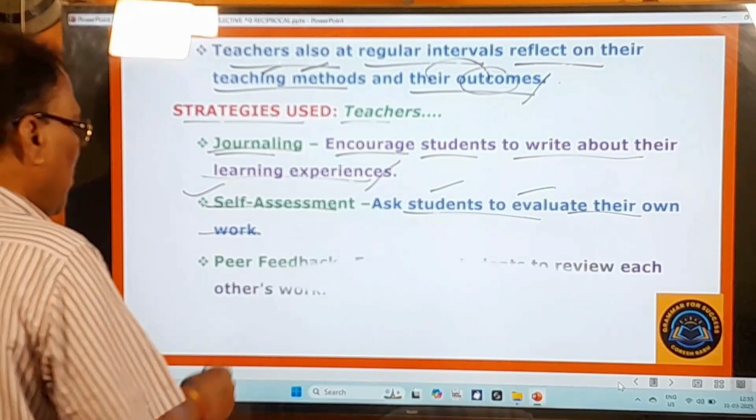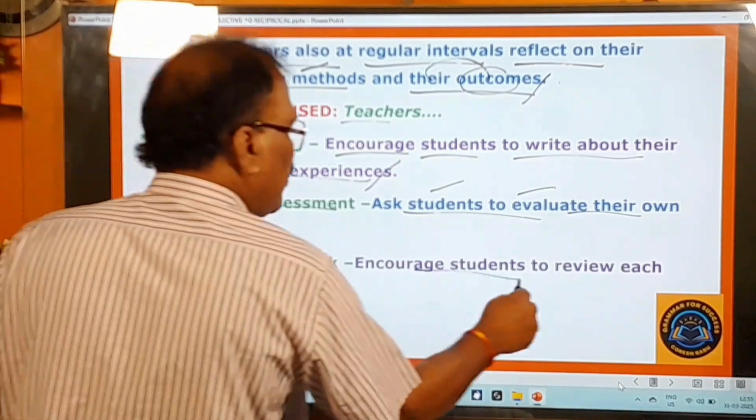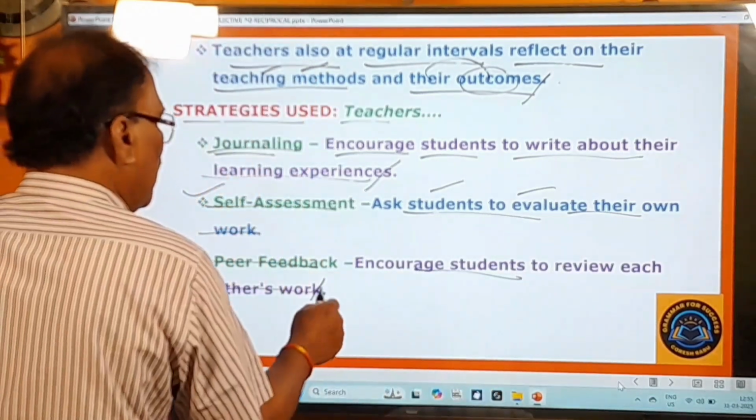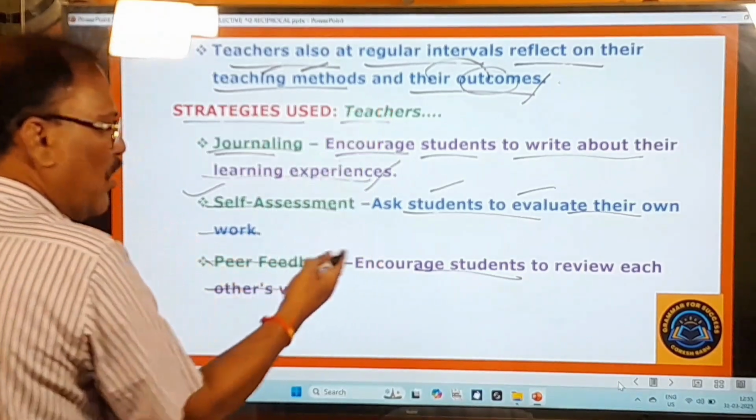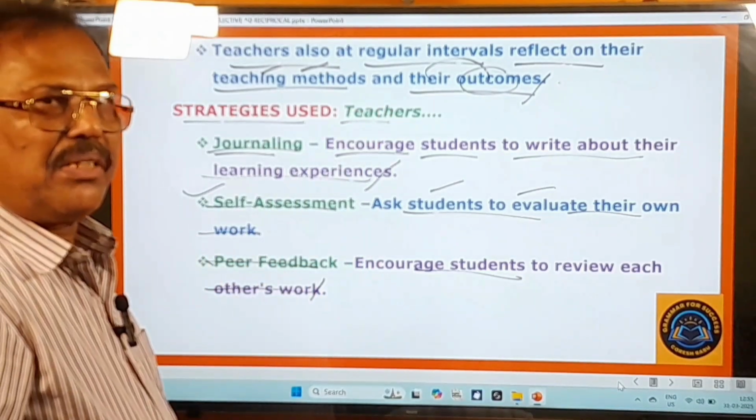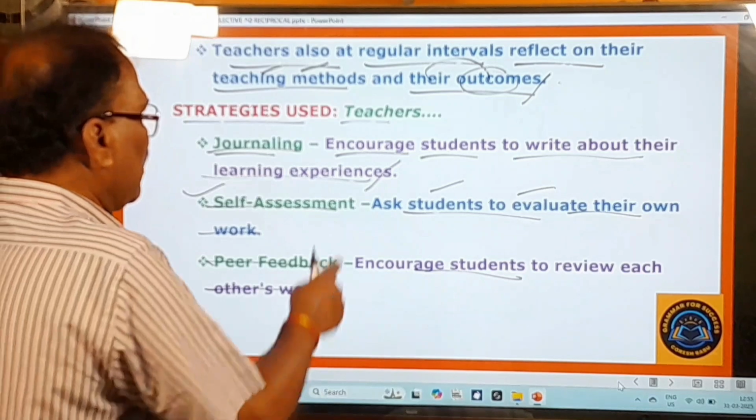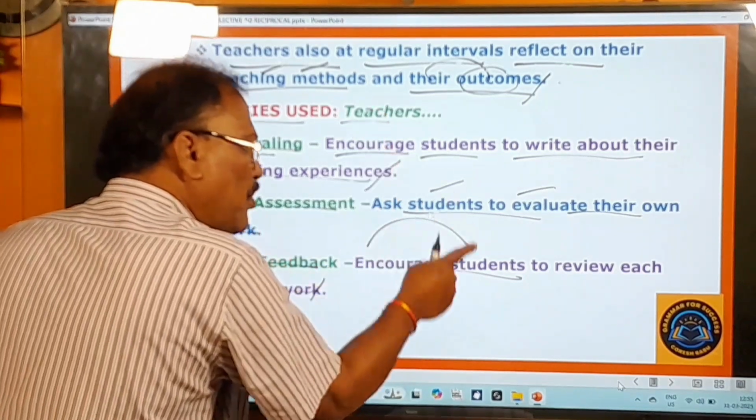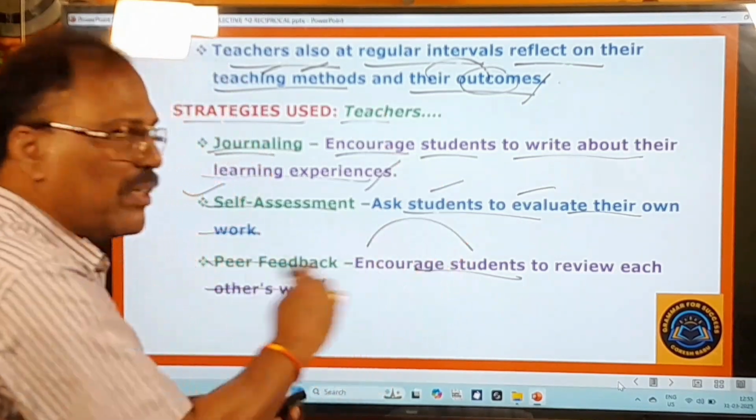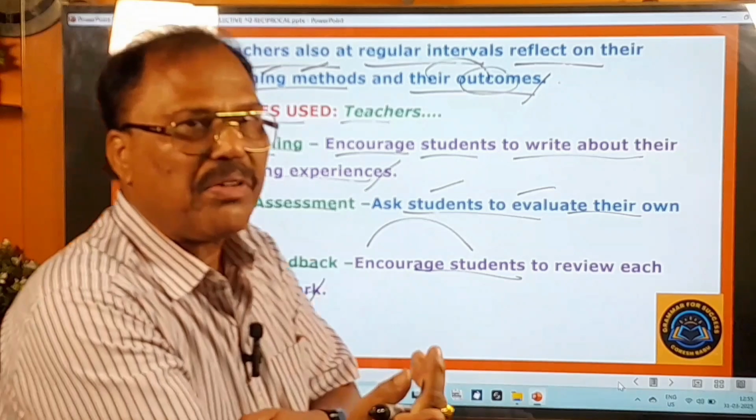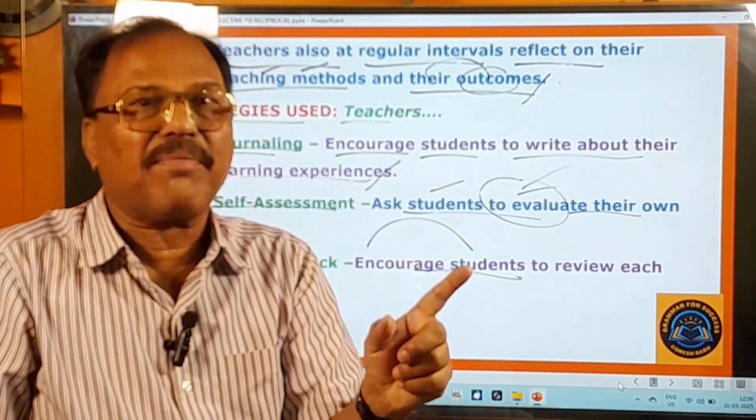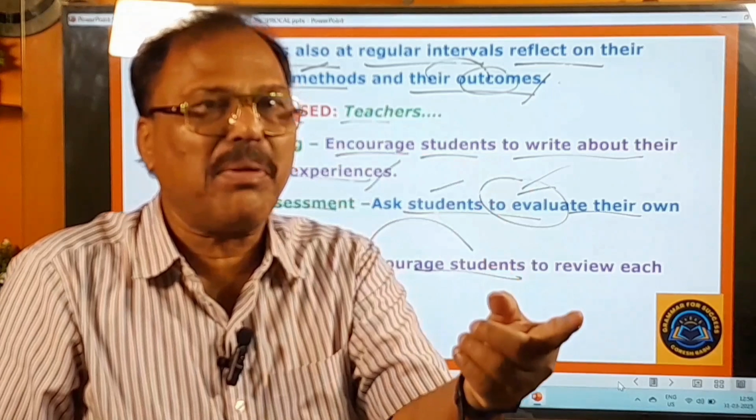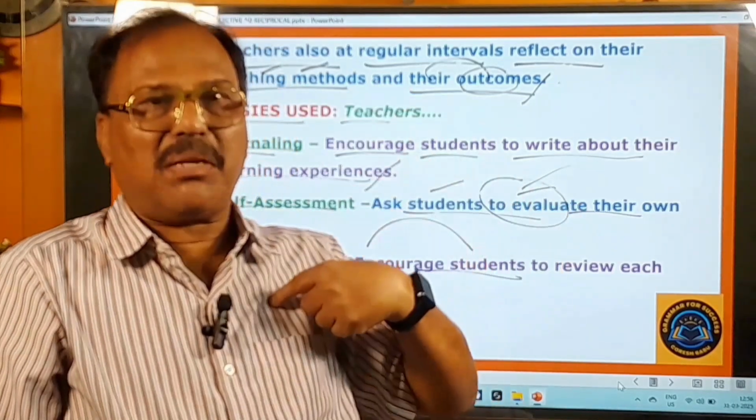And the next, peer feedback. Encourage students to review each other's work. So this is yet another important strategy that the teachers can follow in this reflective teaching approach. What is that? The teacher should encourage the students to review each other's work. I review your work, he reviews my work. That's really very interesting. I evaluate your answer paper, you evaluate my answer paper.